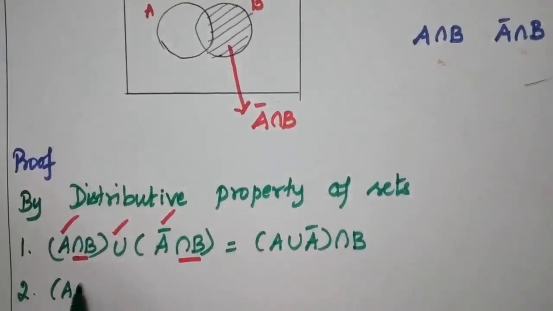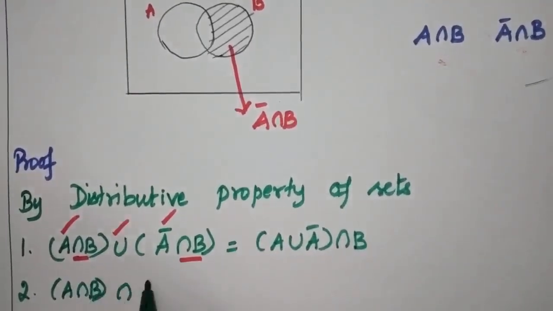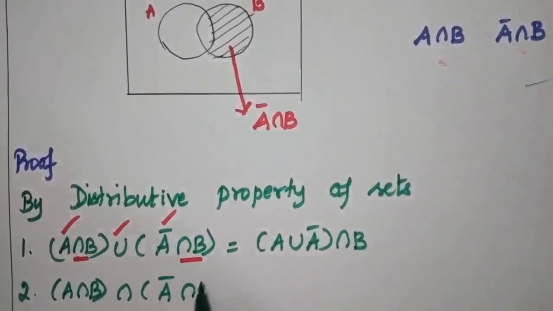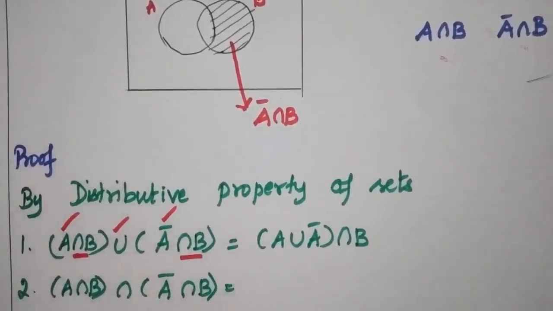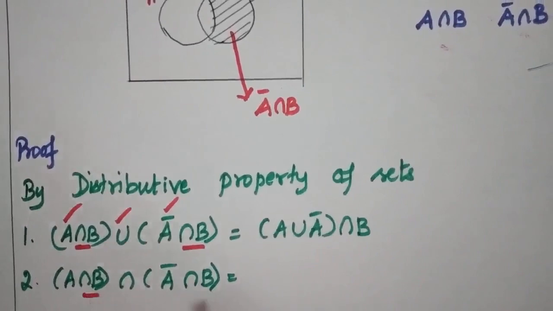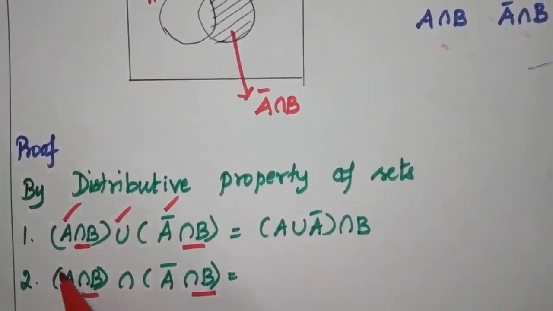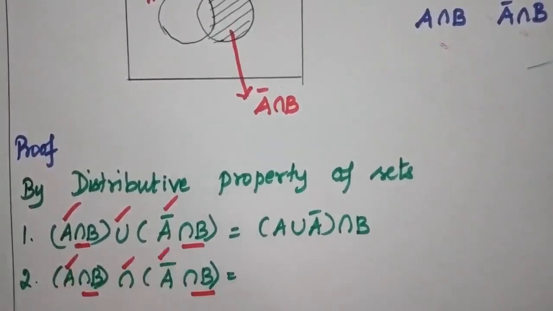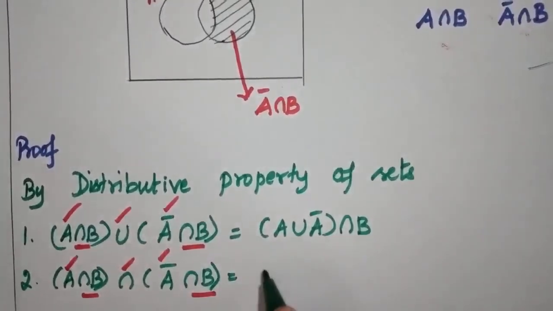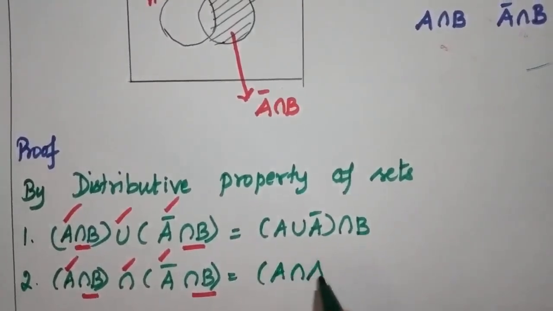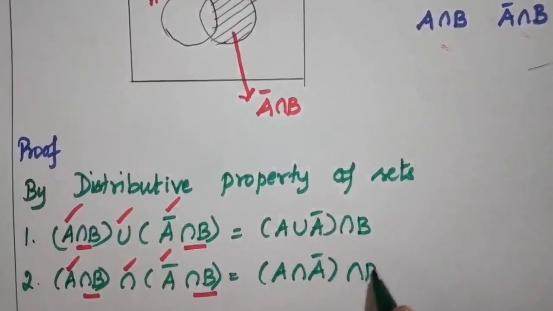A intersection B, intersection A dash intersection B. Here also this intersection B is common between these two, and inside the bracket A intersection A dash. A intersection A dash intersection B.